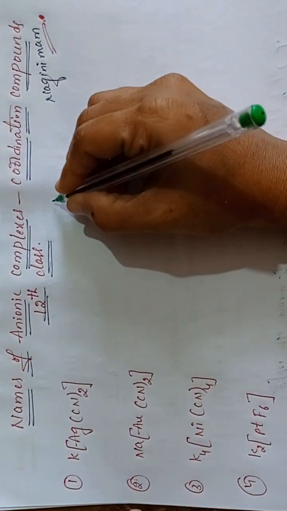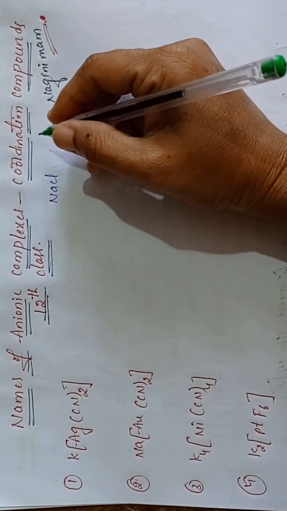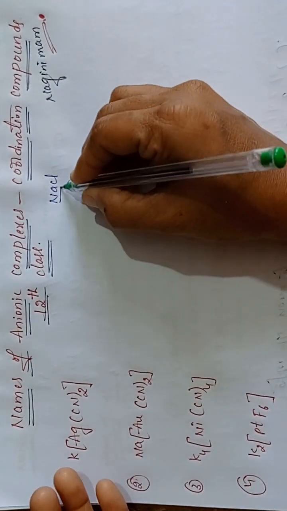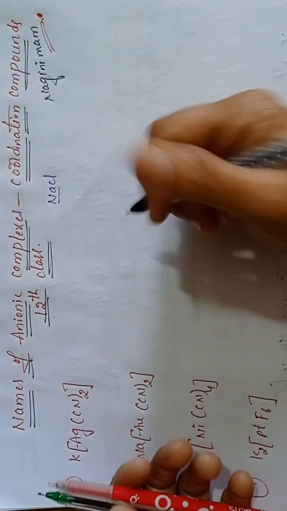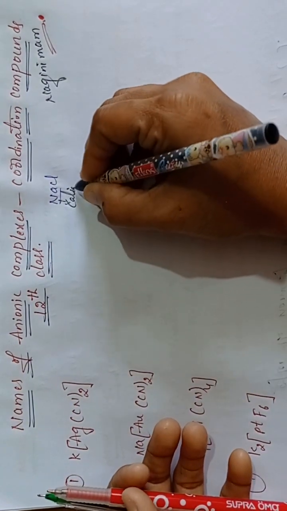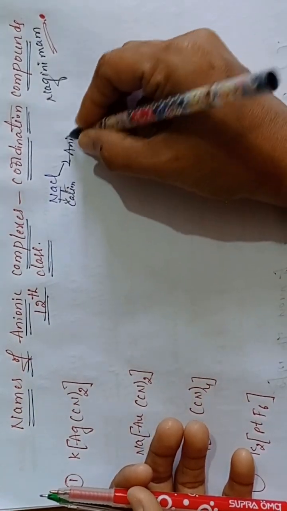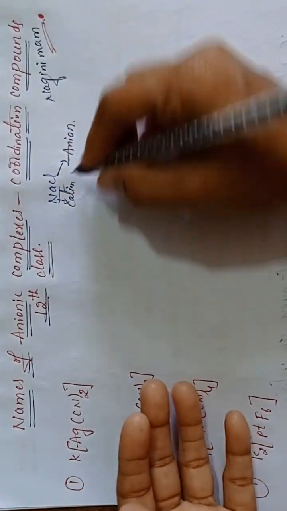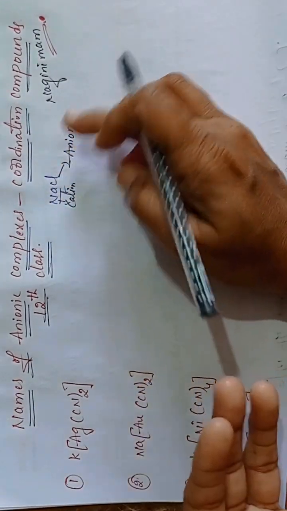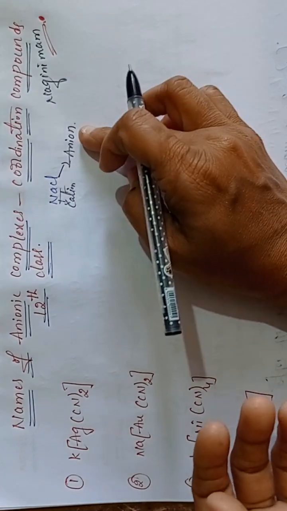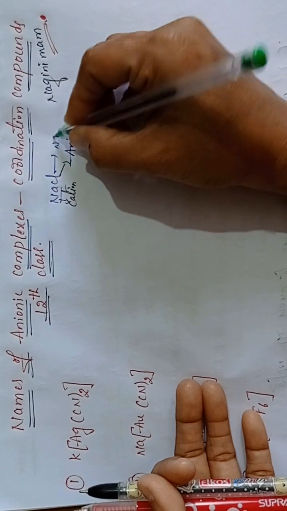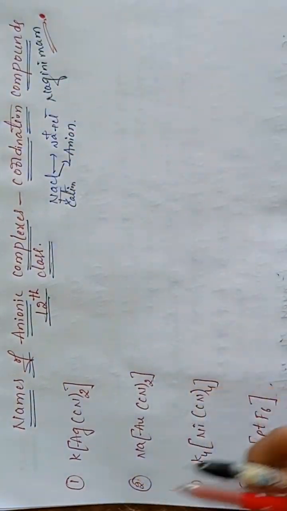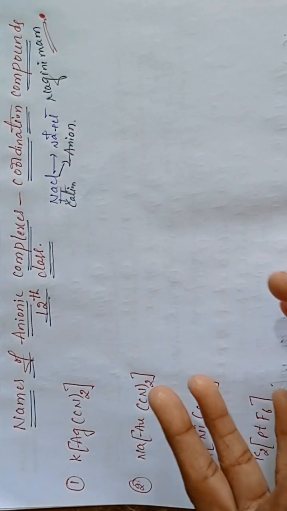For example, take NaCl salt. In NaCl, first sodium is a metal, and chlorine is a non-metal. Sodium is a cation, that means positively charged, and chlorine is an anion, a negatively charged particle. When dissolved in water, it dissociates into Na plus and Cl minus.